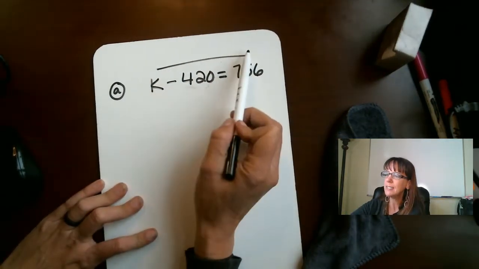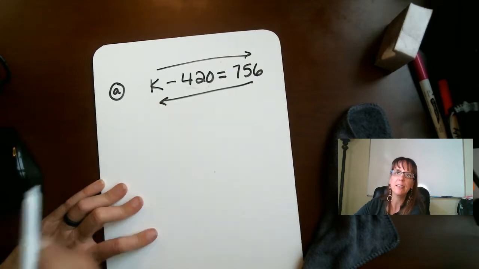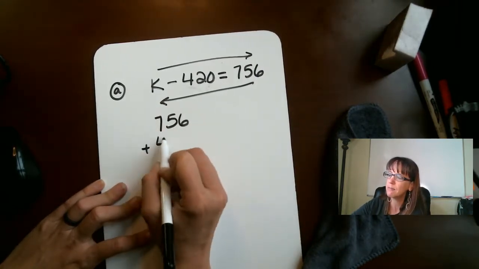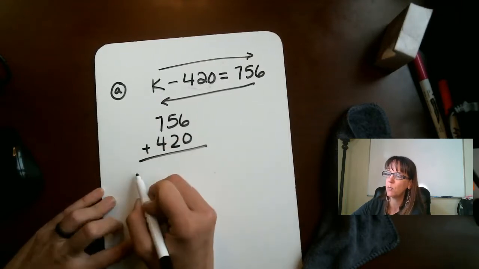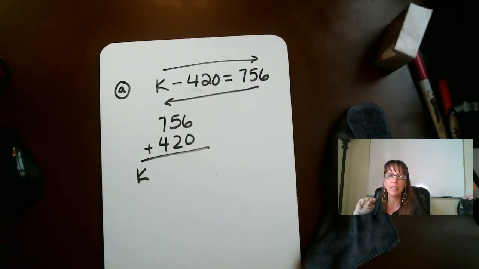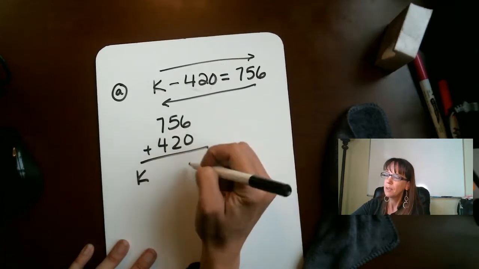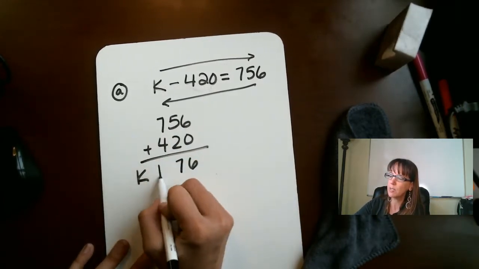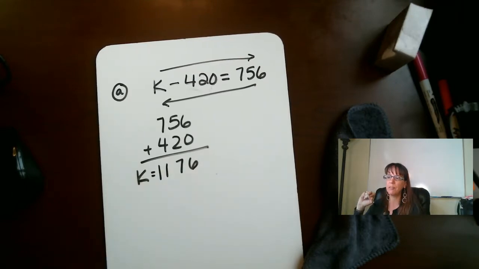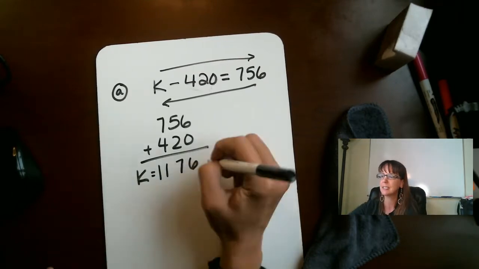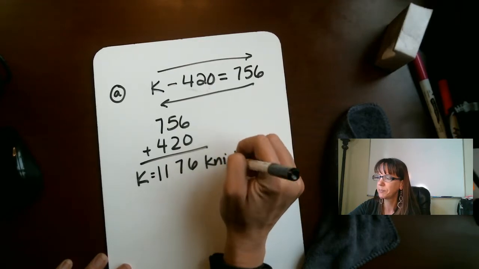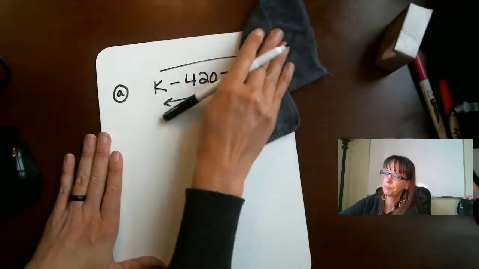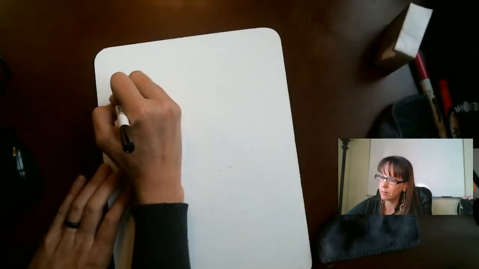Good, if we subtract in this direction, we can add in this direction. Let's try that, 756 plus 420. That looks like something we can solve. That'll give us equals K. So let's go ahead and solve for K. 6, 5, 7, and then 7 plus 4 is 11. We would have 1,176 knights. Okay, that's how many started. All right, one more and then we'll call it good.